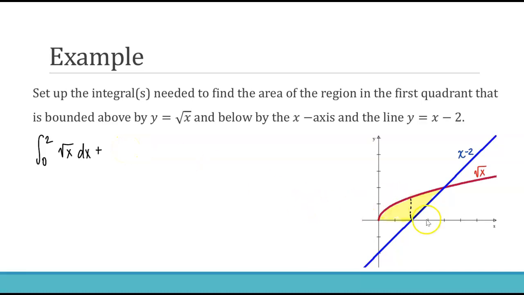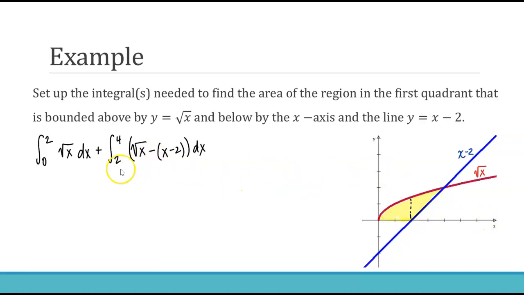Plus, and then we're going to go from 2 to this point of intersection here, the x value of the point of intersection, as my limits of integration, and then we're going to have top minus bottom. So the top is still the square root of x, but the bottom is the function x minus 2. So our next integral is going to extend from x equals 2 to 4 of the top function, the square root of x, minus the bottom function, x minus 2. We want to make sure to include parentheses because that negative would distribute around that second function, x minus 2.